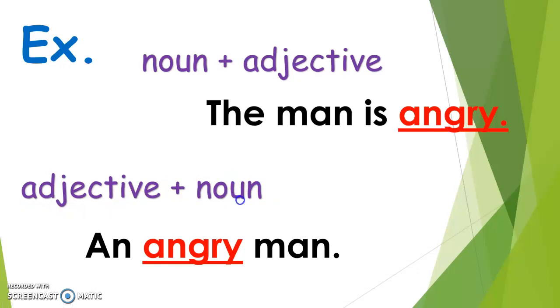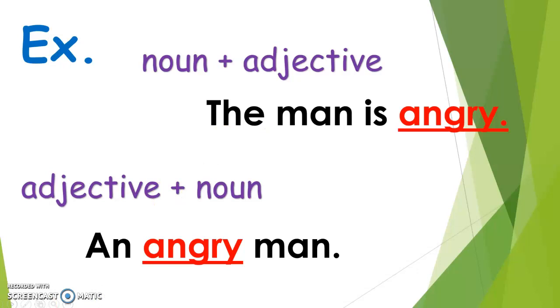The other way is adjective, noun. You are going to make like this. An angry man. So you have the adjective first and then noun. The an here, so you can say an or a. And then here you will use the. Okay?